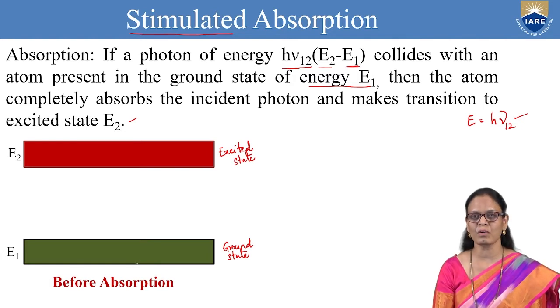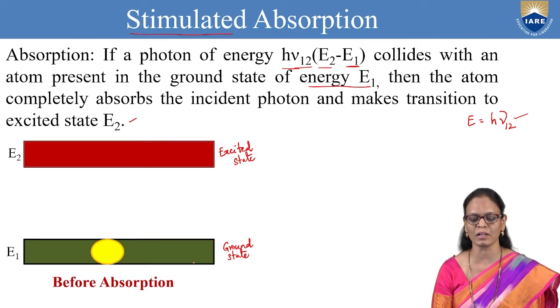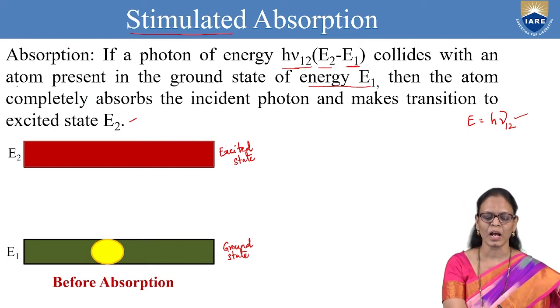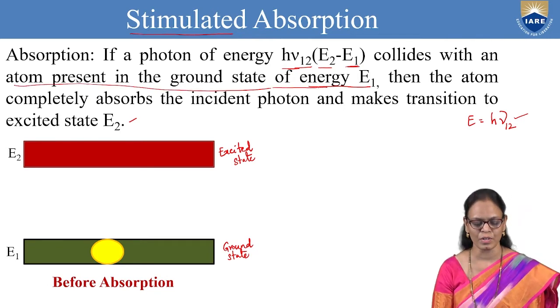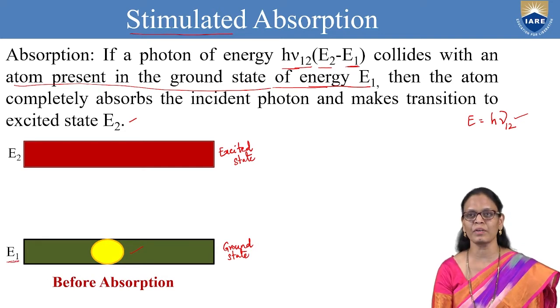So E1 is the ground state, E2 is the excited state. Now where are the atoms? The atoms are present in the ground state. Here we have seen an atom present in the ground state of energy E1. So the energy of this atom is represented by E1.